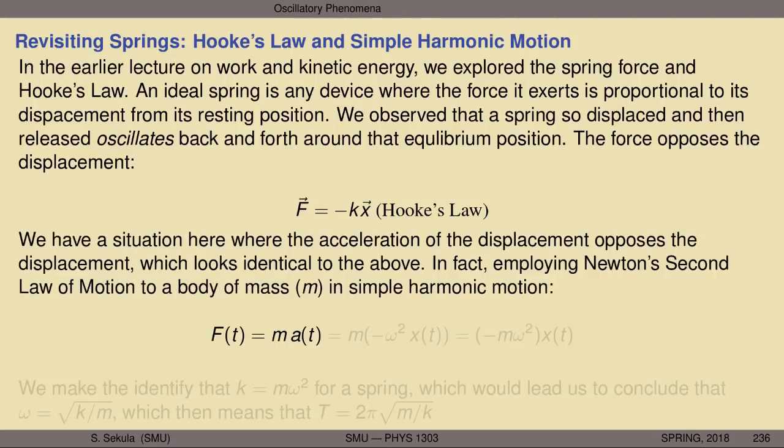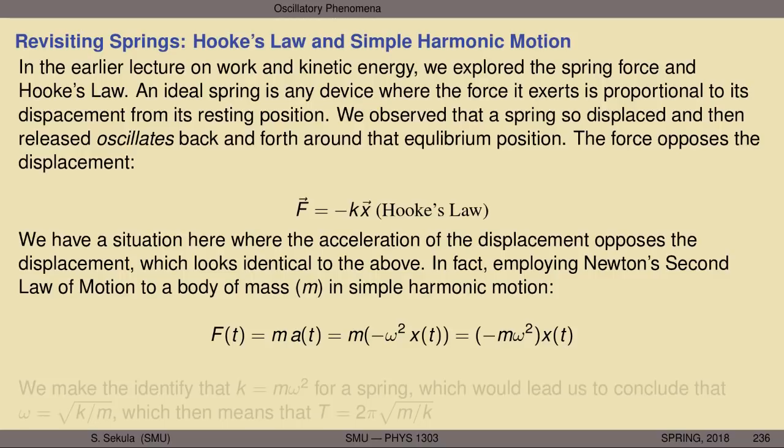So we have a situation where the force opposes the displacement, which looks identical to the above. In fact, employing Newton's second law of motion to a body of mass m in simple harmonic motion, we would find that force at any time t is equal to the mass of the object in simple harmonic motion times its acceleration at any time t. Well, for a body that executes simple harmonic motion, we know what the acceleration is in terms of displacement. It's negative omega squared times the displacement at any time t. So now, grouping terms, what do we observe? The force at any time t is equal to some number, negative m omega squared, times the displacement at any time t. Look at Hooke's law. Force equals the negative of a number times displacement. Look at simple harmonic motion. Force equals the negative of a number times displacement.